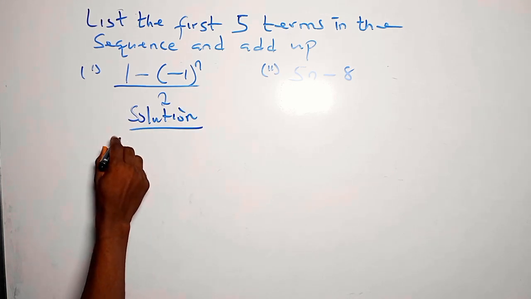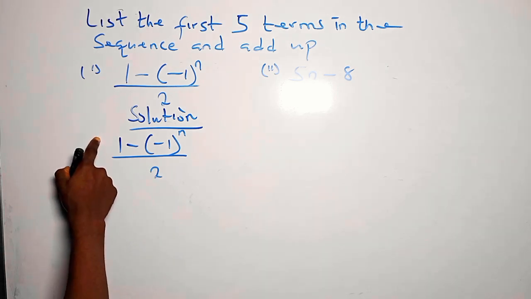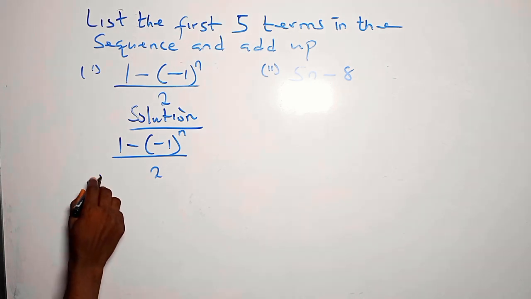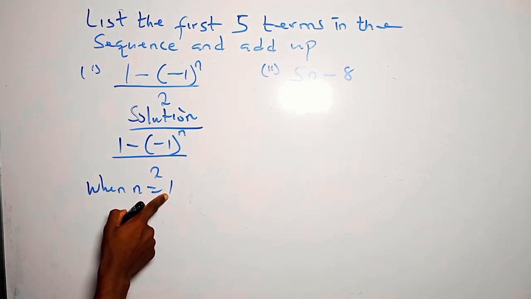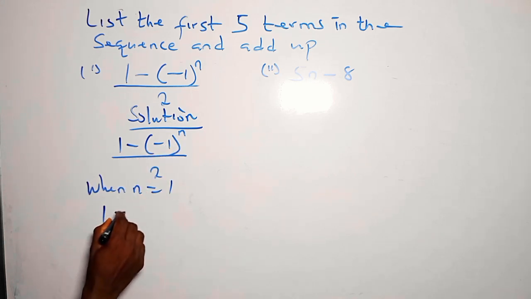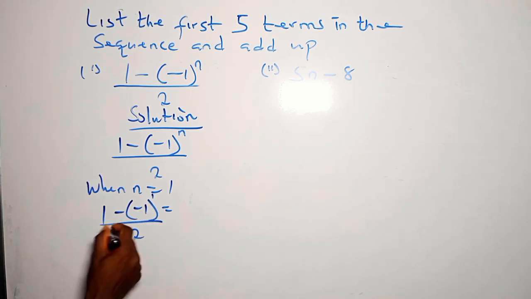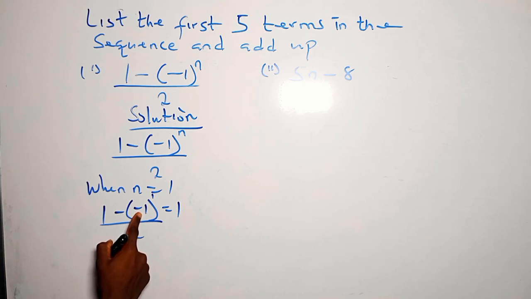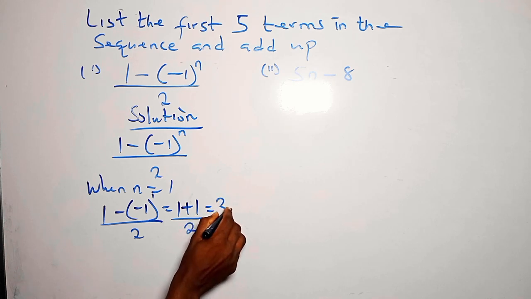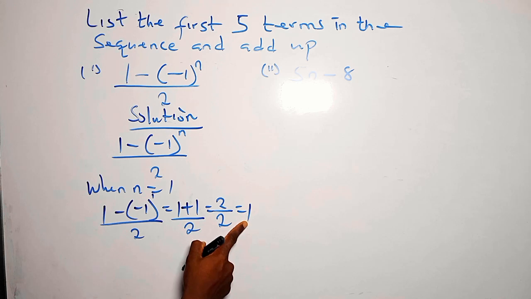Here we have 1 minus (-1) to the power n, divided by 2. Since we are working with the first 5 terms, the first one will be when n is 1. We substitute n with 1. So we have 1 minus (-1) raised to power 1, divided by 2. (-1) raised to power 1 is minus 1, and minus times minus is plus 1, so we have 2 divided by 2, which gives us 1. So when n is 1, the result is 1.